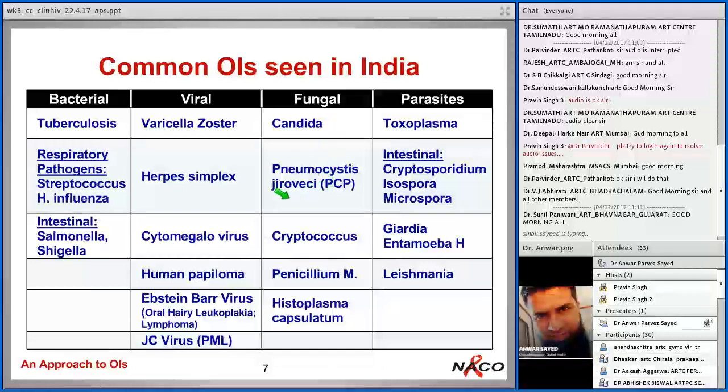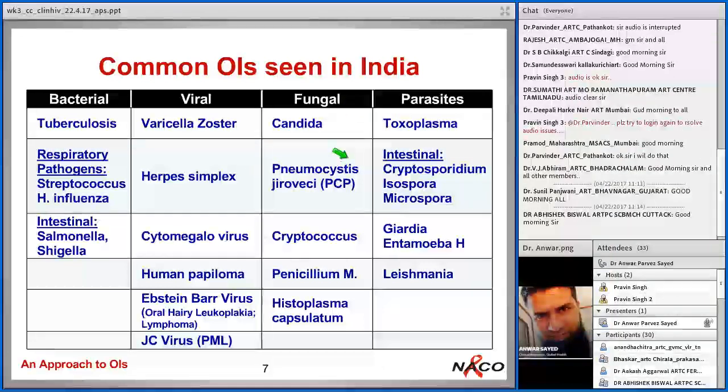Then fungal infections like Candida, Pneumocystis jirovecii or Pneumocystis carinii. Now this is an organism which has changed its position in categories. Earlier people used to think that this is a parasite, but the present situation is people have agreed that this is something which is called an atypical fungus. So Pneumocystis jirovecii, earlier name was Pneumocystis carinii pneumonia, now it is Pneumocystis jirovecii. In NACO documents, you will see PCP only, that is Pneumocystis carinii pneumonia.